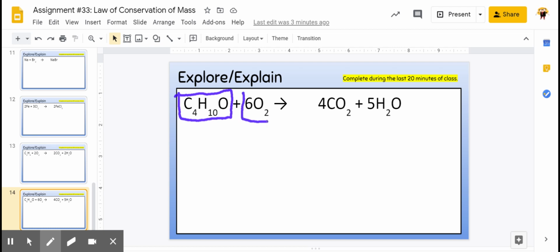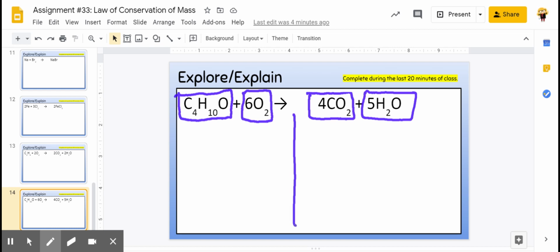Here's my second formula. I come to an arrow, I end my box. Here's another formula. I come to a plus sign, I end my box. And my last formula. I'll draw an arrow down the middle of the page. And now I'm going to list the elements on each side of the equation.